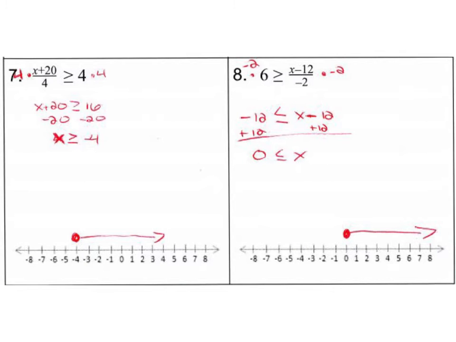And then, of course, with 7 and 8, these are those big fraction ones that we need to actually multiply by 4 first. No flipping of signs in 7, but in 8, when we have to multiply by a negative, we do need to remember to flip that sign.